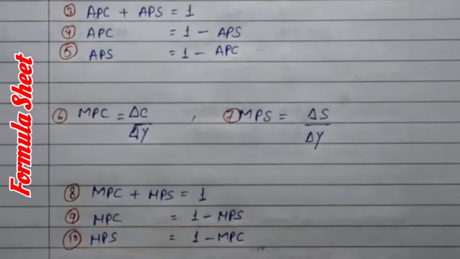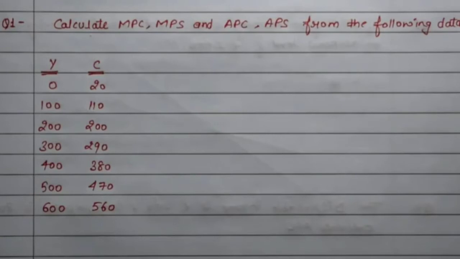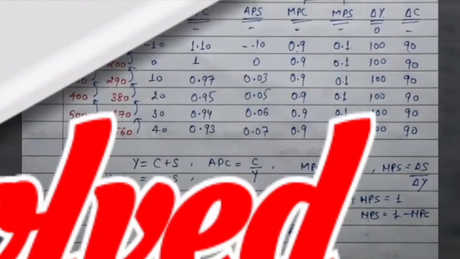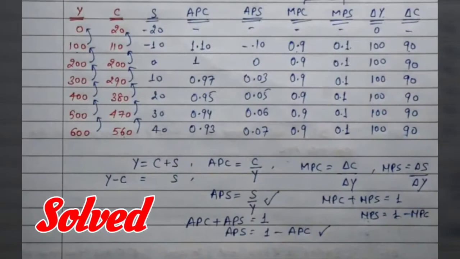So this is the formula sheet I'm showing you once again. Based on these 10 formulas, you have to calculate the practical problems that I'm showing you today. This is the question that I gave yesterday to calculate MPC, MPS and APC and APS, and this is the solved version. Those who are not able to solve it can see this picture and try to solve it.